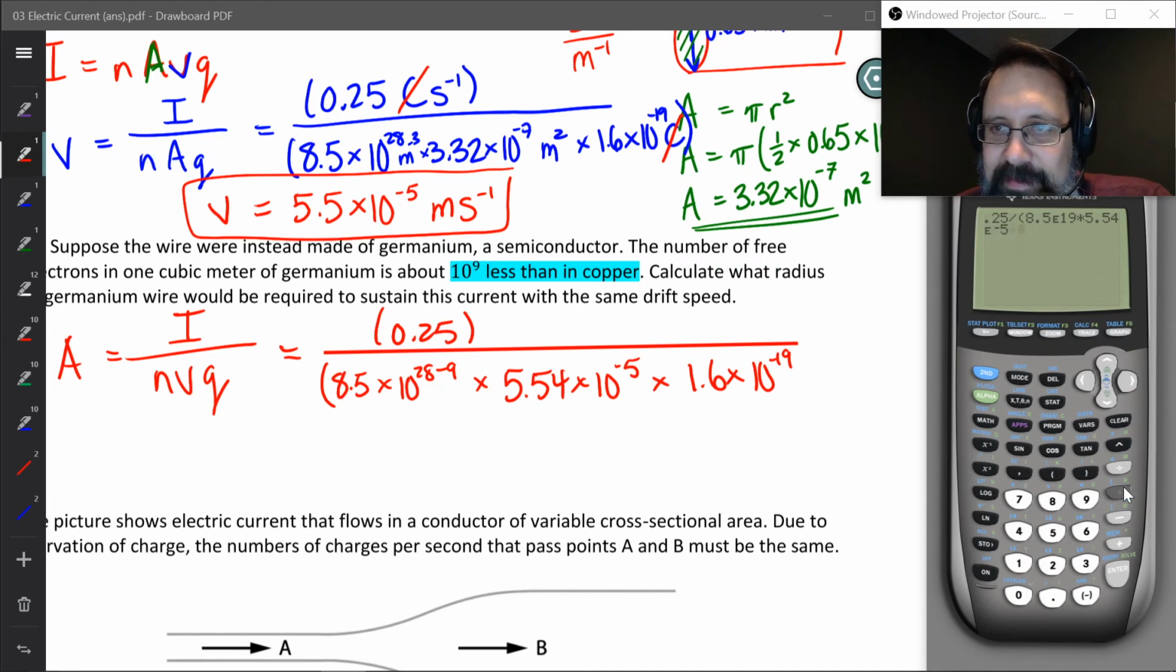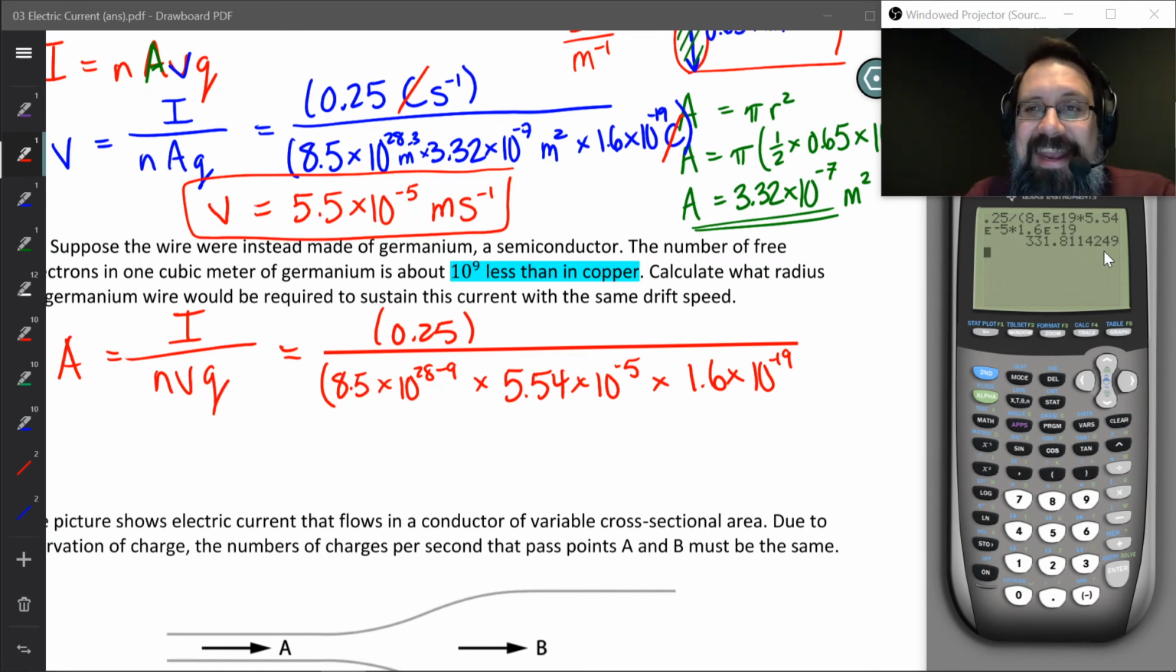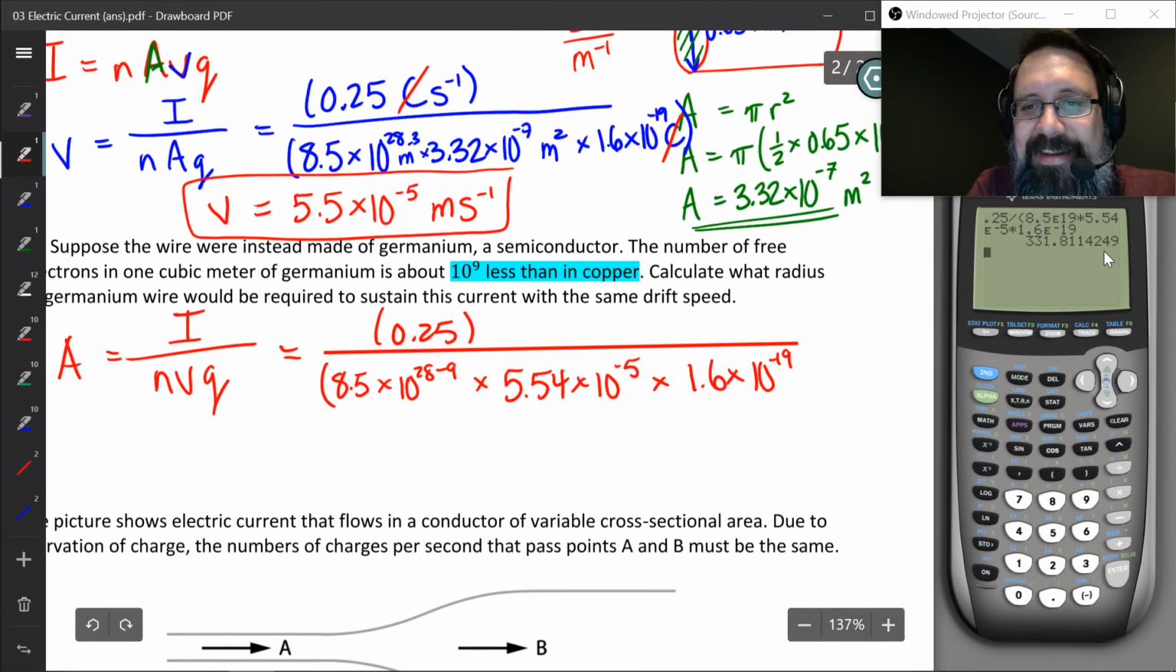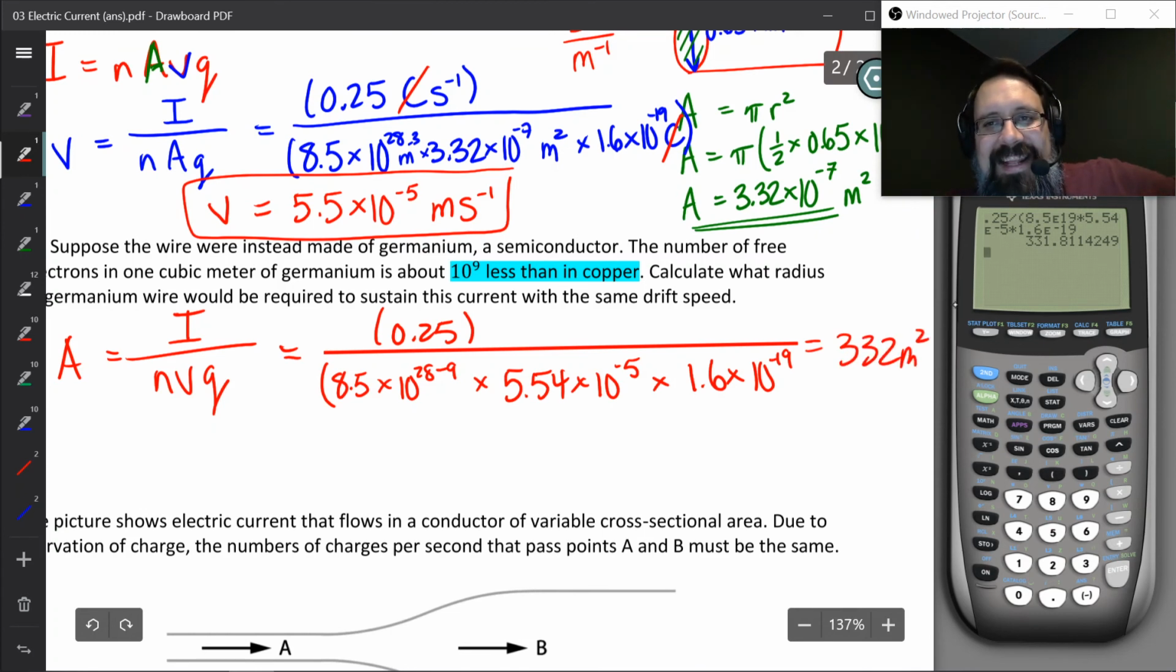Negative 5 times 1.6 times the negative 19. I'm still getting that number. I mean, okay, big wire. Okay, fine. So 332 square meters. That seems like a huge area to me.